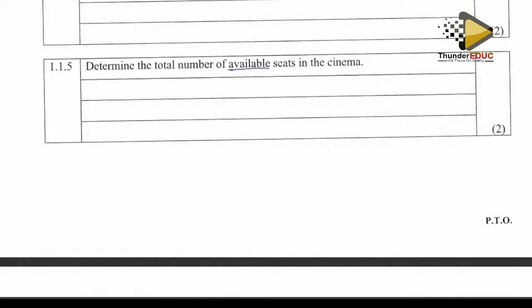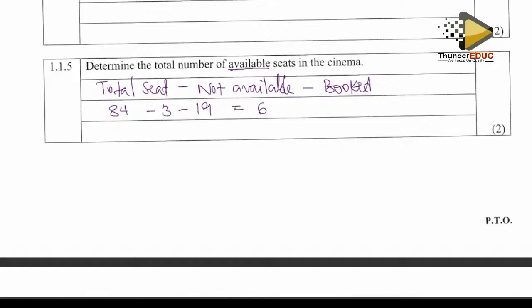So we are saying total seats minus not available, then minus the booked ones. Whatever remains is available. The total seats, we said, are 84. We took off the not available, which were 3, then minus the 19 which are already taken, and remained with the answer as 62 seats.